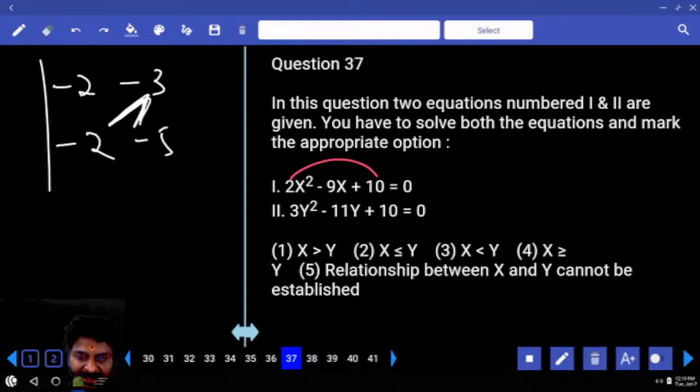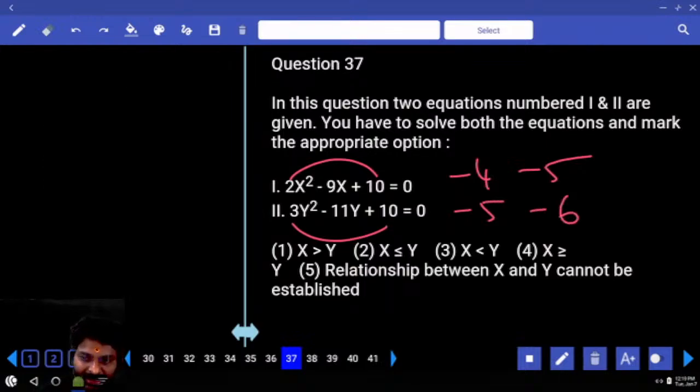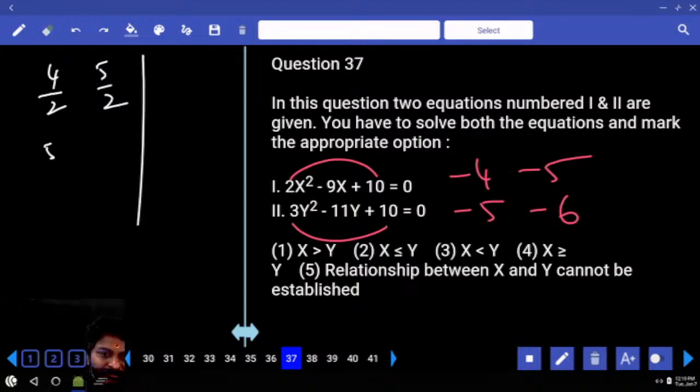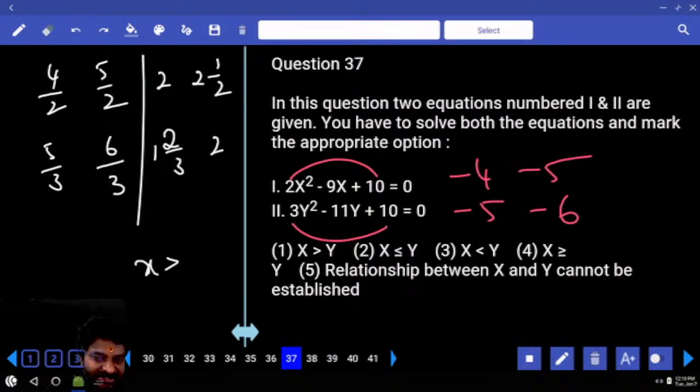Product is 20. Minus 4 minus 5. Product is 30. Minus 5 minus 6. Factors are 4 by 2, 5 by 2, 5 by 3, 6 by 3. 2, 2.5. 1, 2 by 3 and then 2. X is greater than or equal to Y.